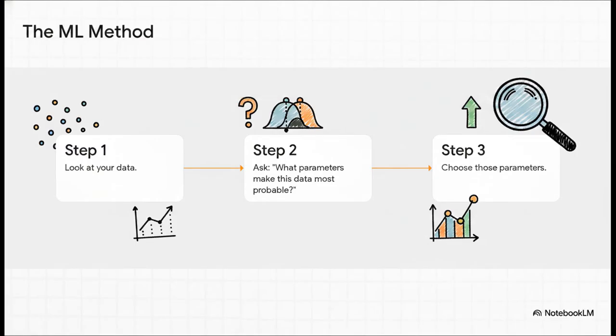The idea behind maximum likelihood is honestly really simple and pretty powerful. You just look at the data you've gathered, and you ask a very straightforward question. What version of my model, what settings for my parameters, would make the data I'm seeing right now seem as probable as possible? And then, boom, you just pick those parameters. It's all about making your data look as likely as it can.